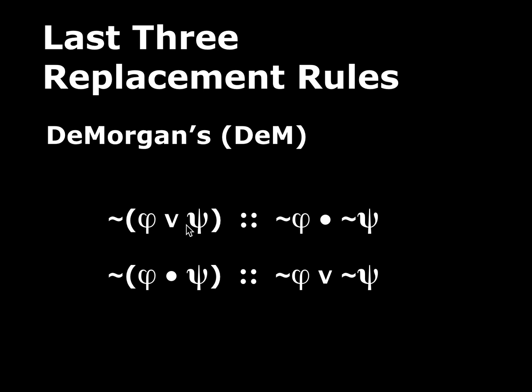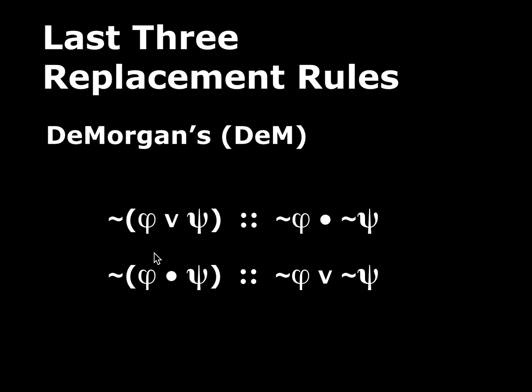So I turn the wedge into a dot, I get rid of this external negation, but I have to negate both of these components. Phi becomes not phi, psi becomes not psi. Okay? You can also go the other way. If I have a conjunction, I can turn that into a negated disjunction. So dot becomes a wedge, negate the whole thing, so put parentheses around the disjunction, negate it, and both of these components have to get negated. Not phi becomes phi, not psi becomes psi.